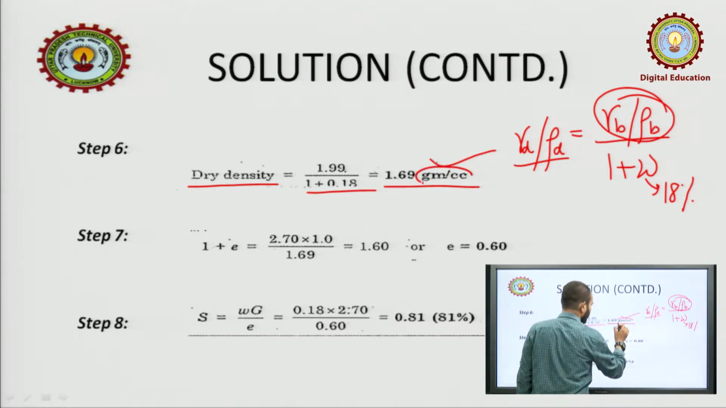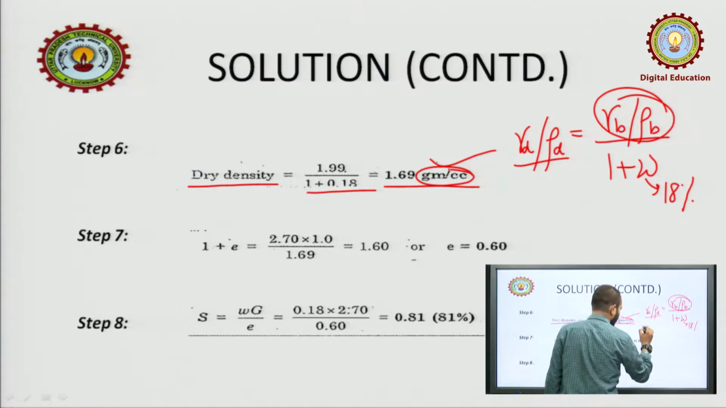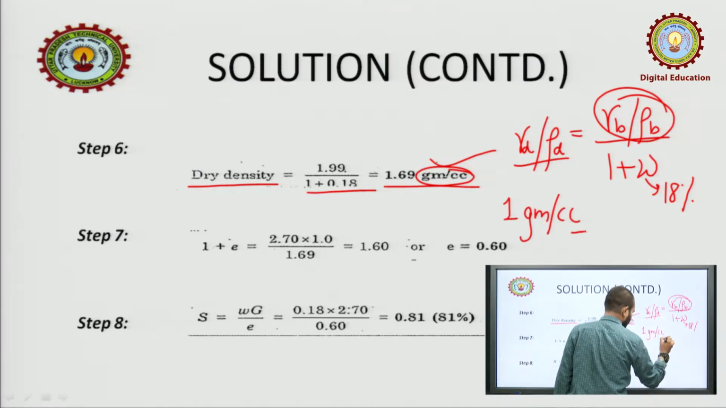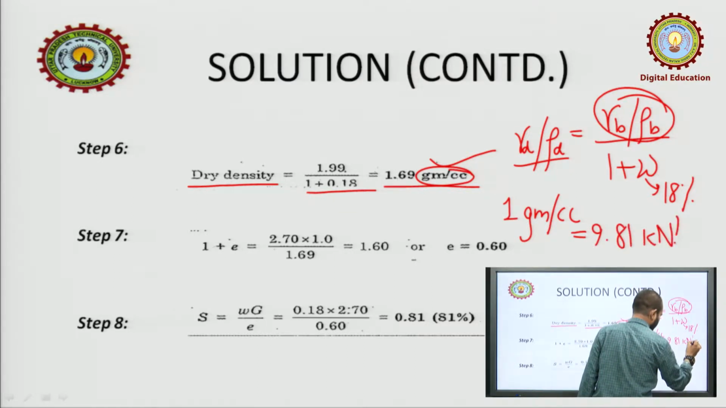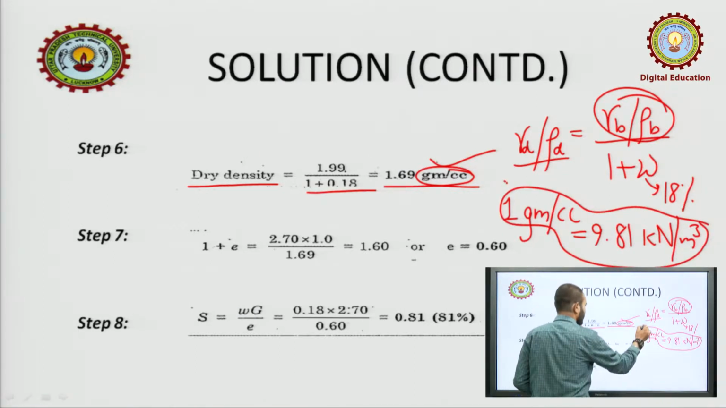Remember, this is in gram per cc. How do we convert? 1 gram per cc is equal to 9.81 kilonewton per meter cube. Remember this relation as well. This is also an important one.